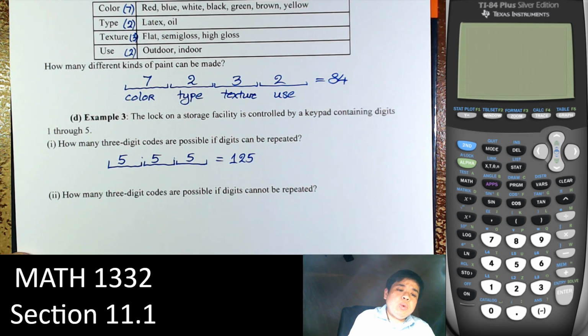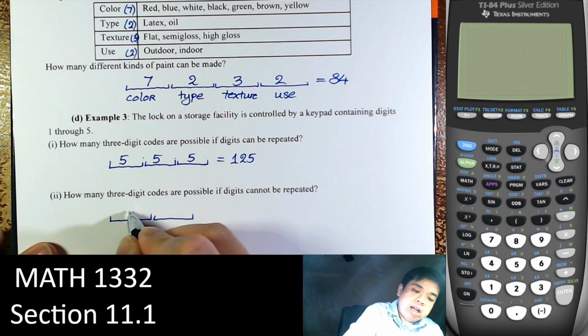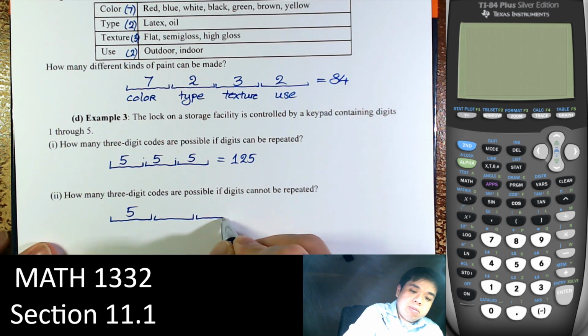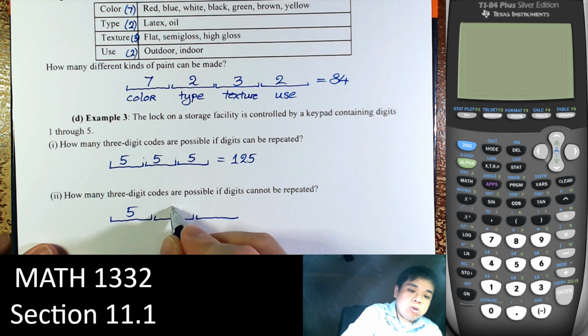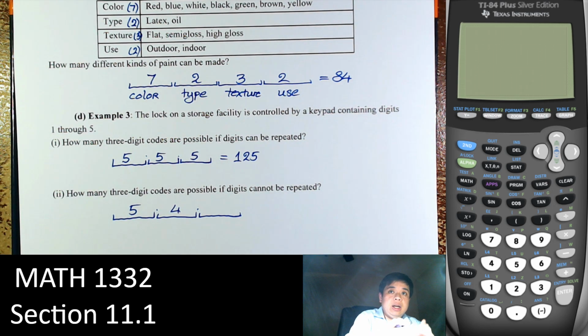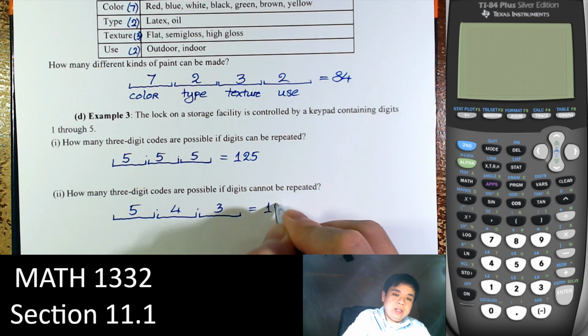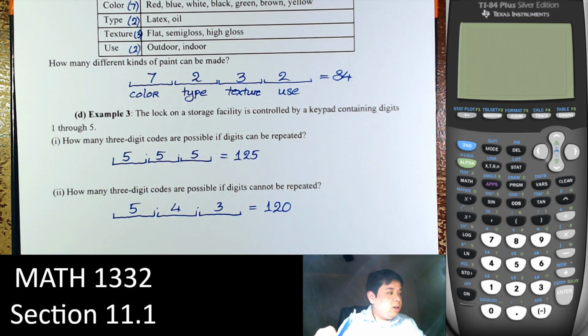Now, how many 3-digit codes are possible if the digits cannot be repeated? If it cannot be repeated, for the first number there are 5 choices, but for the second number we cannot repeat the first one, so there's only 4. And the next number cannot be repeated as the first 2, so there are only 3 options left. In total we have 120 options of choosing.